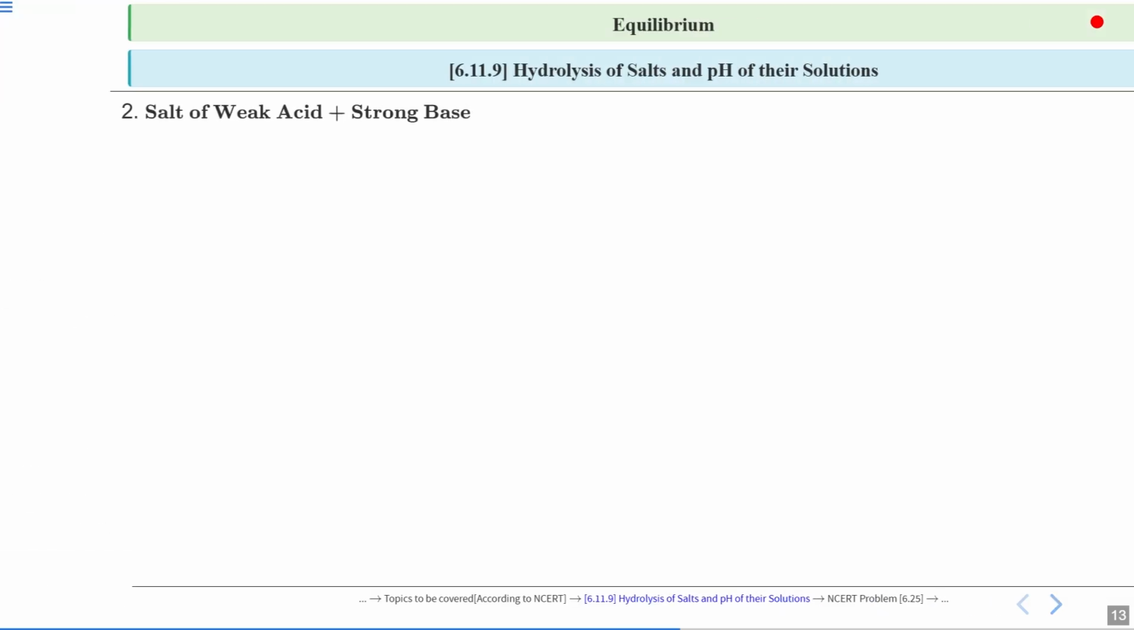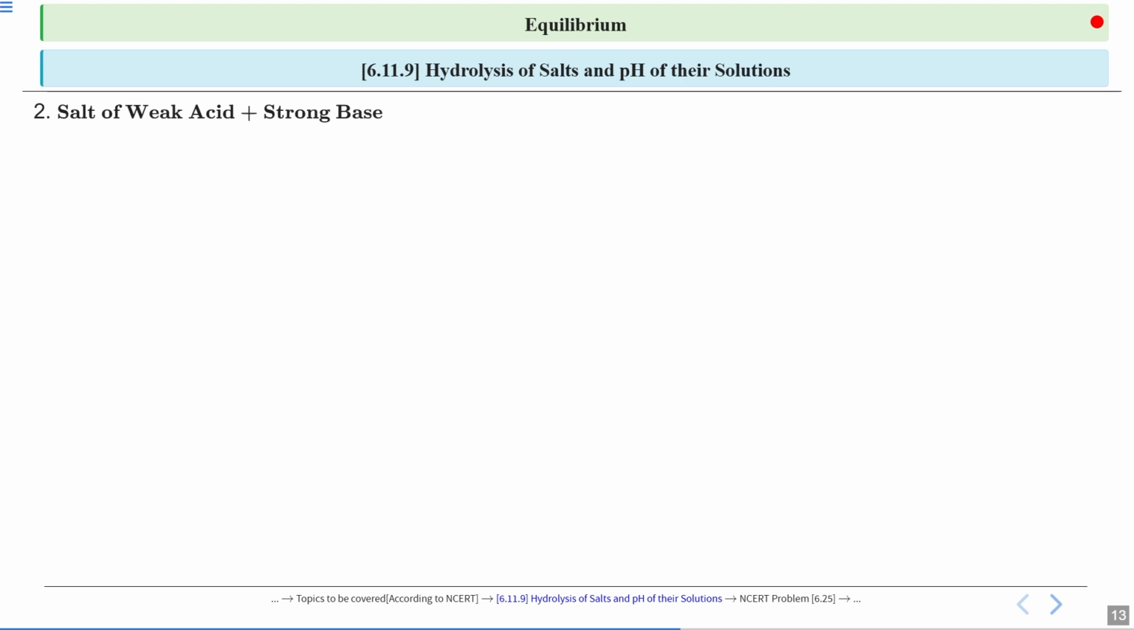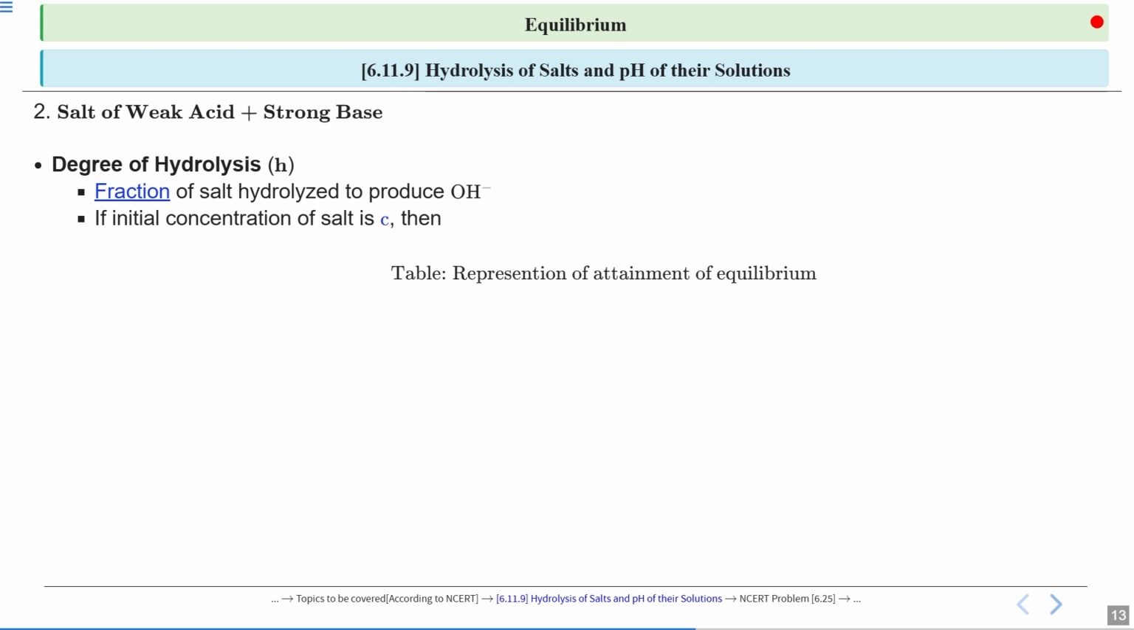Now moving on to the third part of this hydrolysis, which is degree of hydrolysis. Now this degree of hydrolysis is quite similar to the alpha thing. You know that alpha is nothing but the fraction of an electrolyte getting dissociated. If you are considering this same thing for the case of salt, then in that case we will call it degree of hydrolysis. How? Let us try to understand this thing.